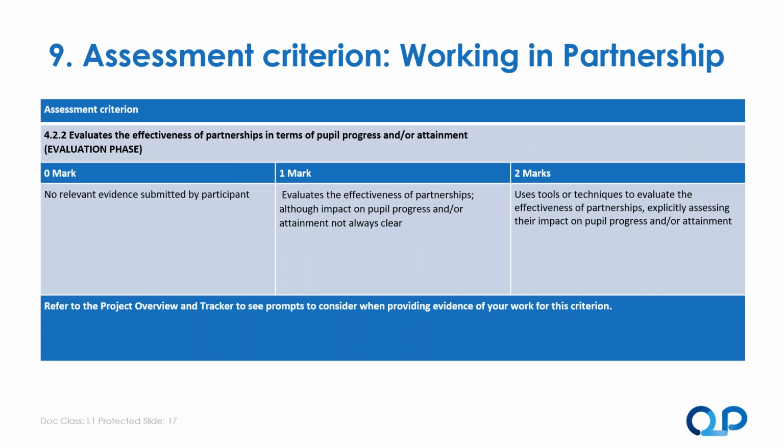This criterion focuses on evaluating the effectiveness of partnerships in terms of pupil progress and attainment. You might want to consider from the outset how you will evaluate these using different methods and techniques, paying attention to the impact on pupil progress and pupil attainment.